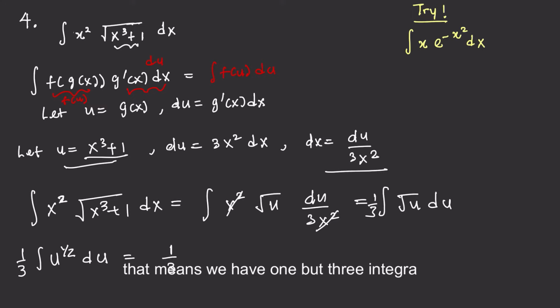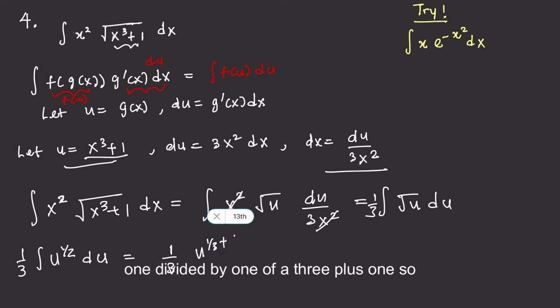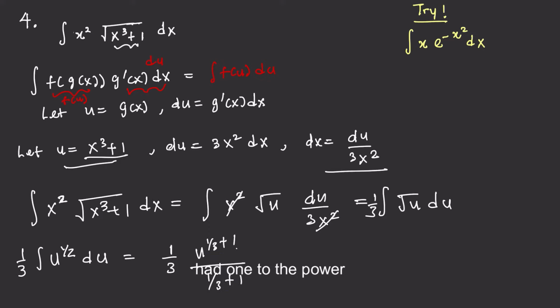That means we have 1 over 3 integral of u to the power of 1 over 3 plus 1 divided by 1 over 3 plus 1. So you just add 1 to the power, provided that your power here is not -1, then you can always add 1, then divide it by everything here.